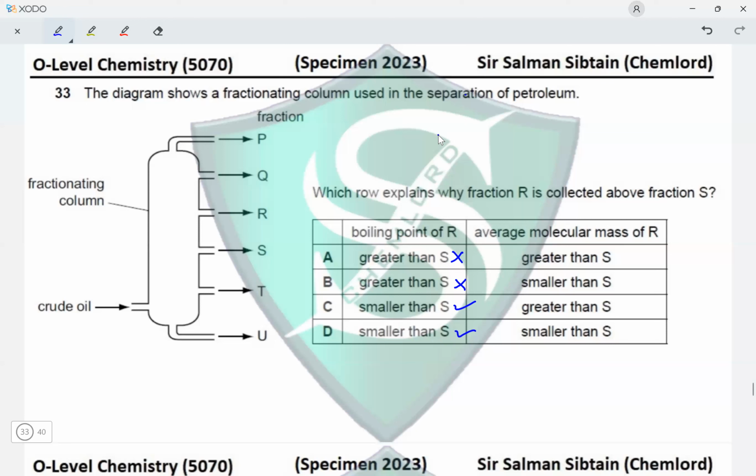So eliminating options A and B, we have options C and D present. Now, this will be decided on the basis of the average molecular mass. So, we need to recall R has a smaller molecular mass than S. Option C states that it has a greater mass than S. So, option C is incorrect. And option D says smaller than S, making it correct. Therefore, option D is the correct option for this question.